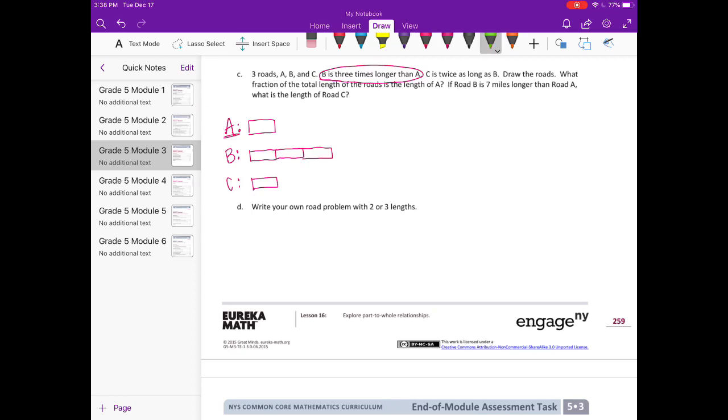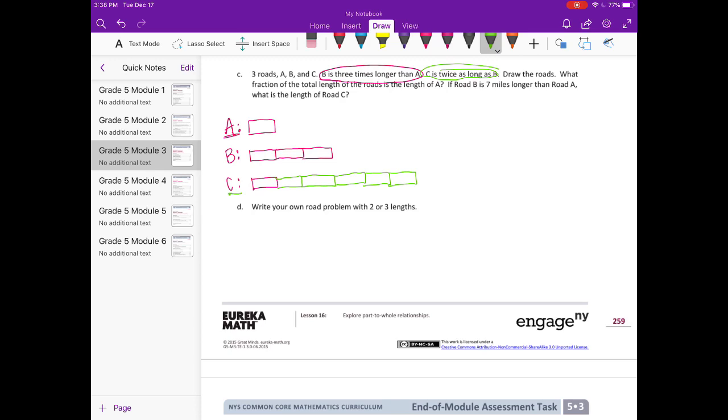Now, C is twice as long as B. So if we're looking at C right here, C is 2 times bigger than B. So first let's make it match B. Now it's twice as long. So I'm just going to double that. So there's C. So now we drew the roads.